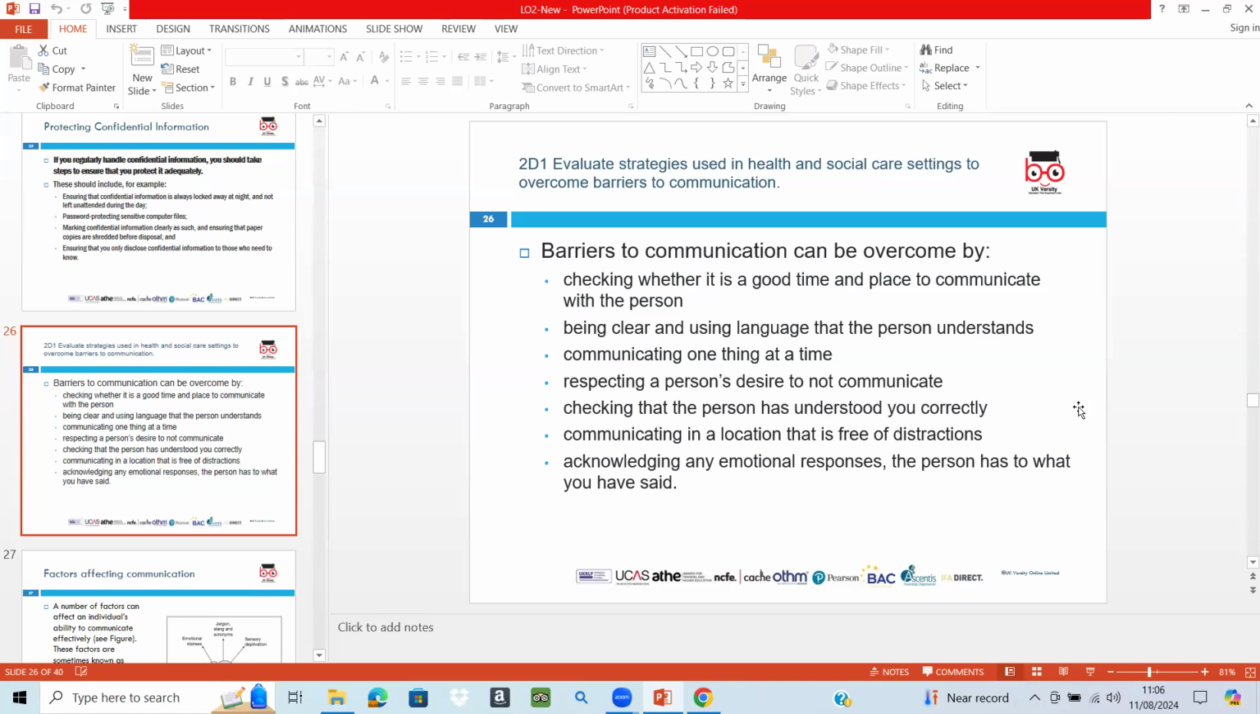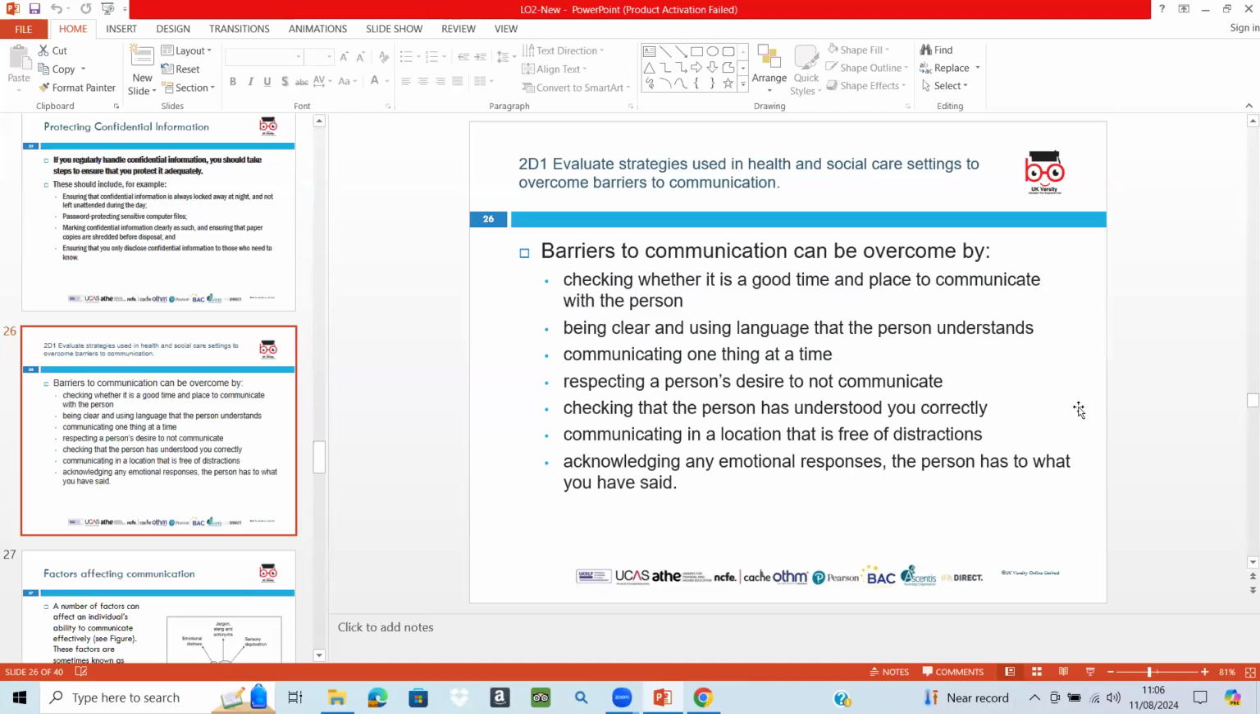Then we have check that the person has understood you correctly. We need to always verify that the service user has understood the information provided. As an example, after explaining how to take medication, ask the service user to repeat the instruction back to you to ensure they have understood it correctly.